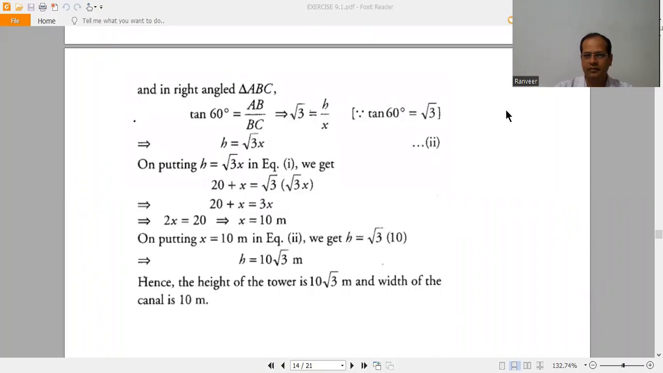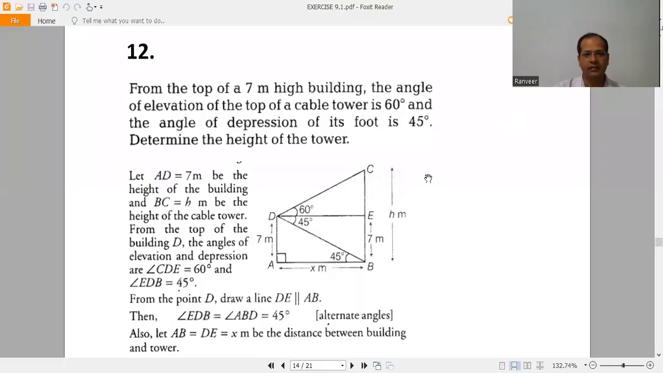Question number 12. From the top of a 7 meter high building, the angle of elevation of the top of the cable tower is 60 degree and the angle of depression of its foot is 45 degree. First of all, we have to draw the diagram. So AD we have to take 7 meter, which is the height of the building.